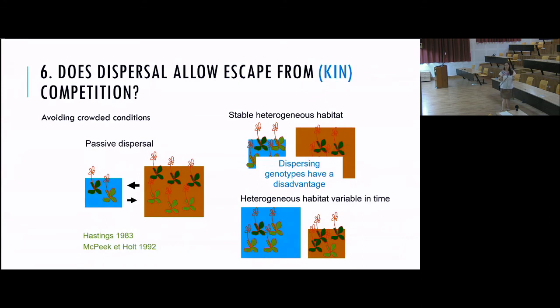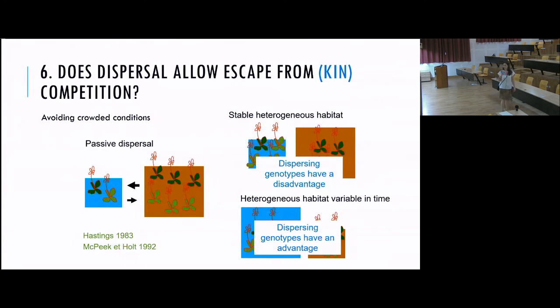So it's not always the case that this patch is the best patch every year, and this patch is the bad patch every year. You've got fluctuation in carrying capacity through time in any patch. So this patch can become a bad patch next year, and this patch can become a good patch next year. And if you do that, then you find that dispersing genotypes have an advantage.